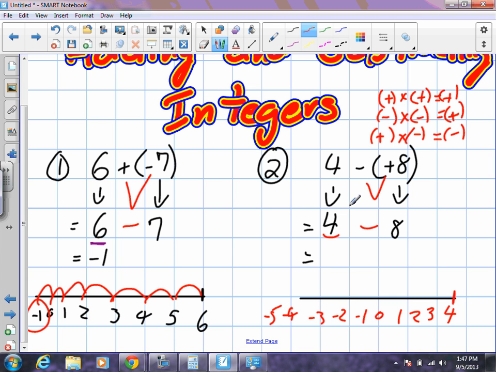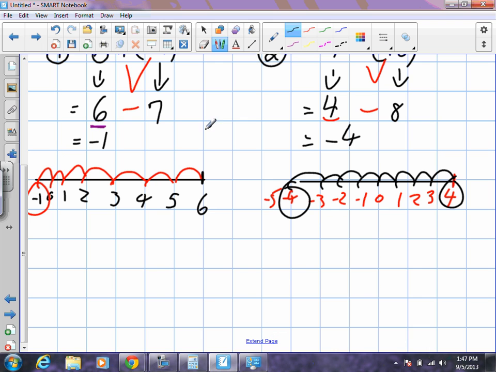That's good enough. So we would start at the value of 4, and because it says negative 8, we go to the left 8 units. 1, 2, 3, 5, 6, 7, and 8. So 4 subtract 8 gives us negative 4. Good. There are two other examples we need to know how to do.